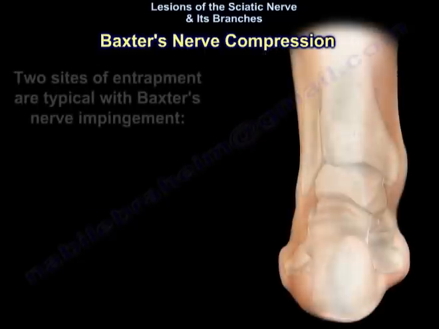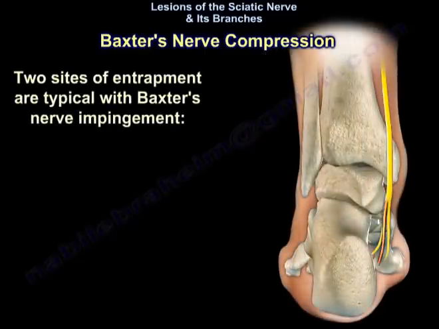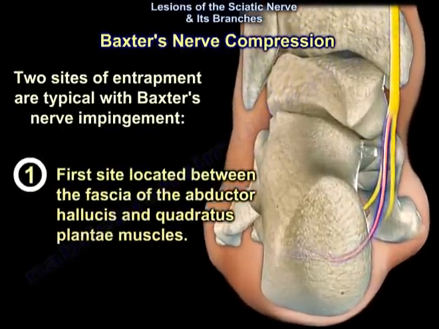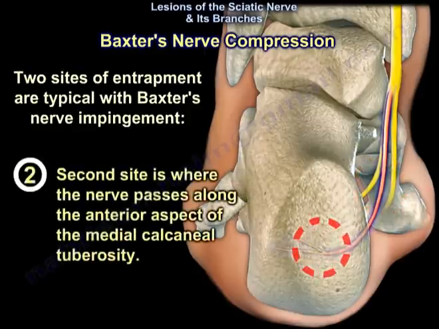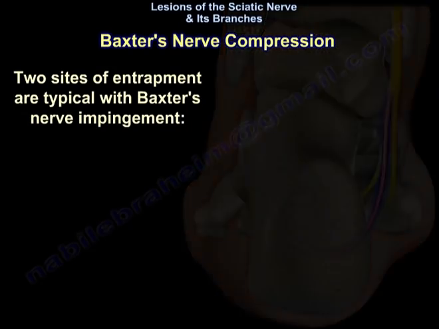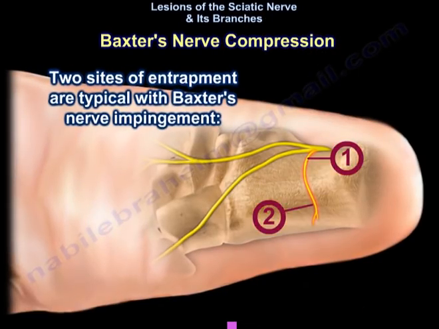Two sites of entrapment are typical with Baxter's nerve impingement. The first site is located between the fascia of the abductor hallucis and the quadratus plantae muscle. The second site is where the nerve passes along the anterior aspect of the medial calcaneal tuberosity. On this diagram, you can see the typical two sites of entrapment of Baxter's nerve.